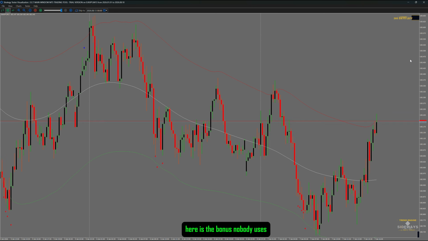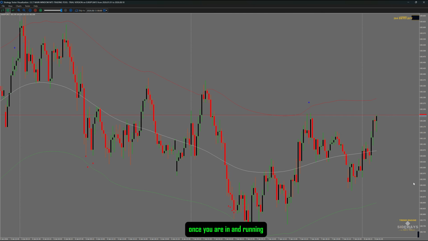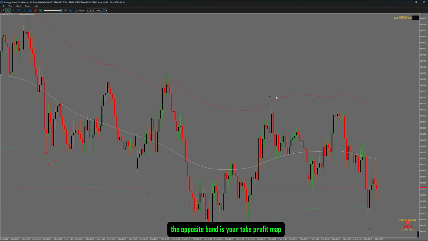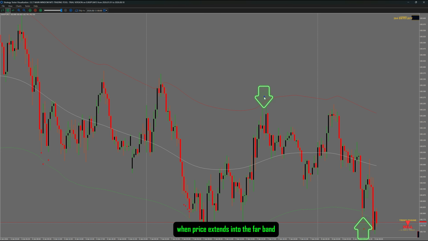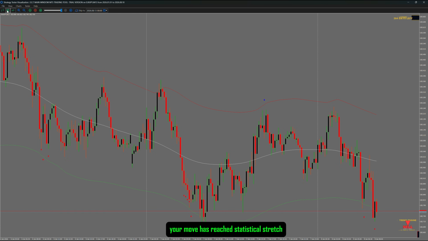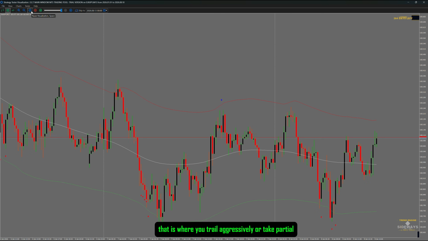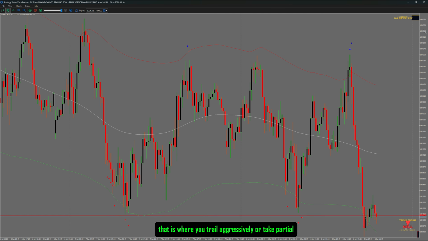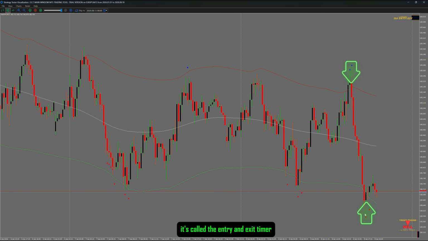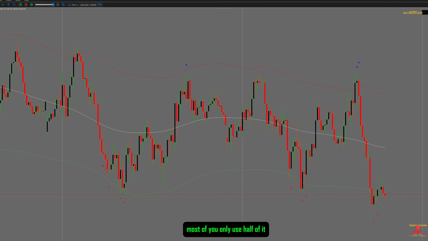The next step is using the opposite band as your exit. Here is the bonus nobody uses. Once you are in and running, the opposite band is your take profit map. When price extends into the far band and the exhaustion arrow prints, your move has reached statistical stretch. That is where you trail aggressively or take partials. It's called the entry and exit timer. Most of you only use half of it.